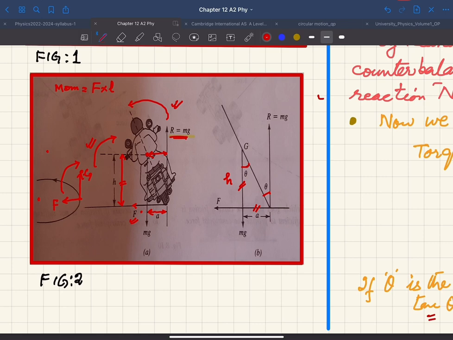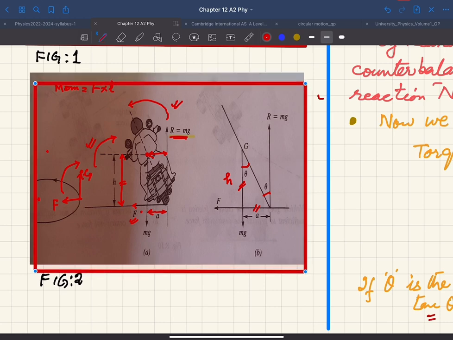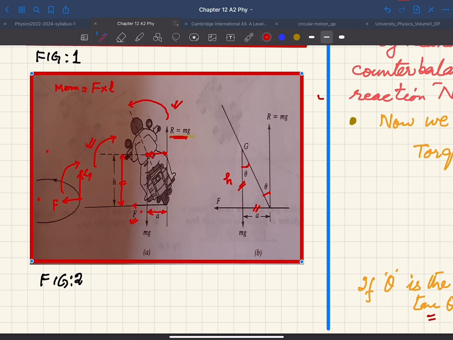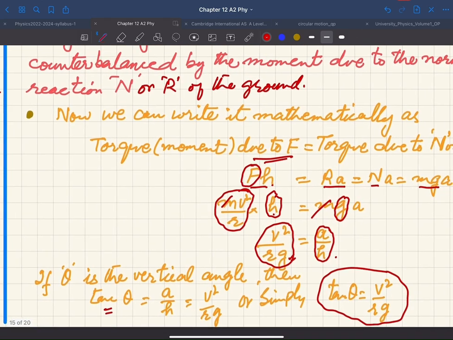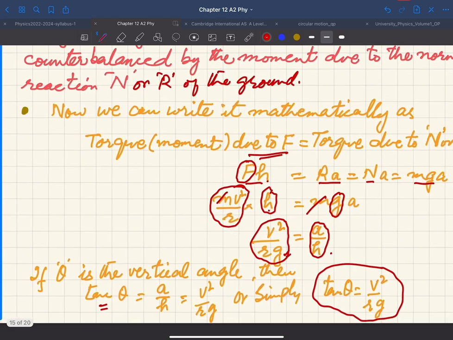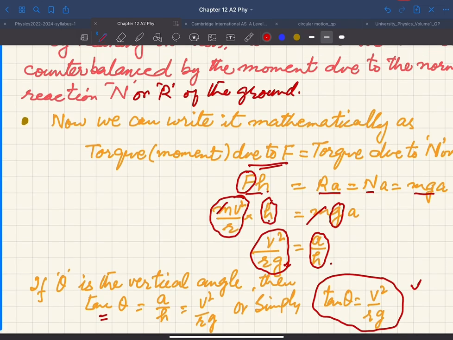But just to balance this moment, what you did, you have taken a turn. So when you have leaned yourself, what is happening in this case? Simply you can say that you have generated R, and this R now is giving you this anti-clockwise moment, which is balancing the clockwise moment, and you can easily take a turn around a corner. This is the final equation which we are getting.